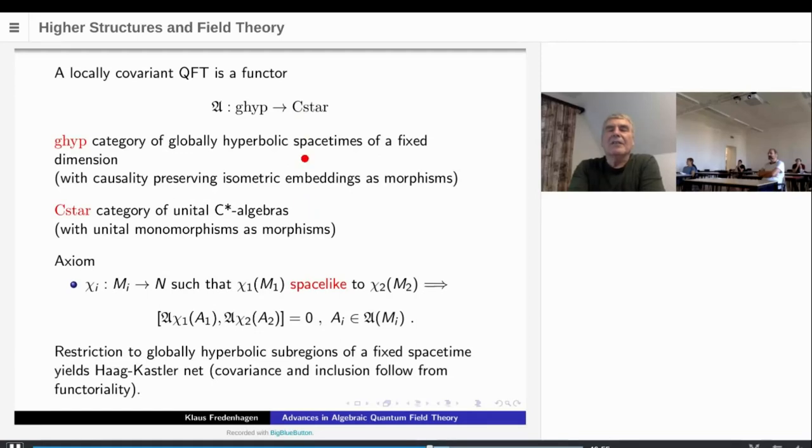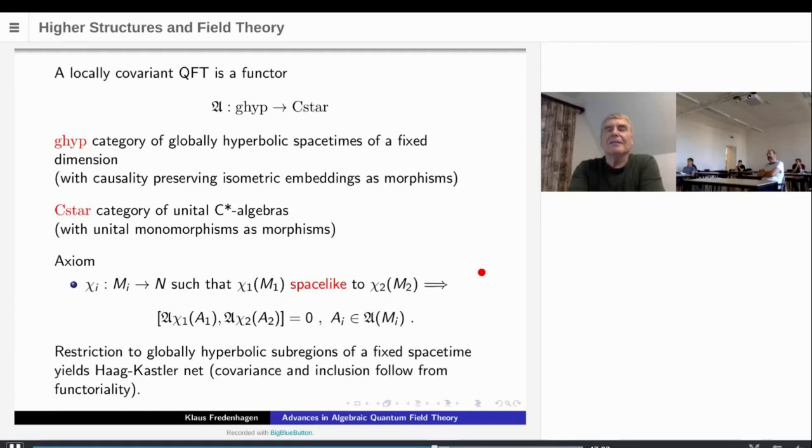And the other category is the category of C-star algebras with unit. And there, of course, the morphisms are unital homomorphisms, and usually we take monomorphisms or injective homomorphisms, but this has to be somewhat modified if you consider gauge theories and more complicated topological situations.